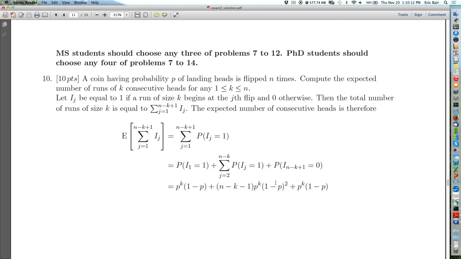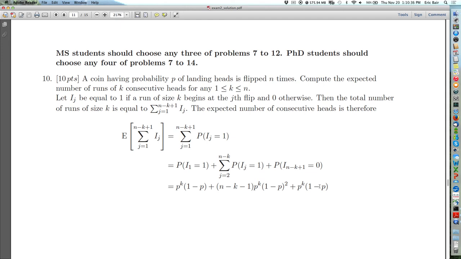And anywhere else, you have to have a tail followed by k heads, followed by a tail, which has probability (1 minus p) squared times p to the k, and there are n minus k minus 1 different positions where this could happen. So the total expected value is just the sum of all these things, if that makes sense.